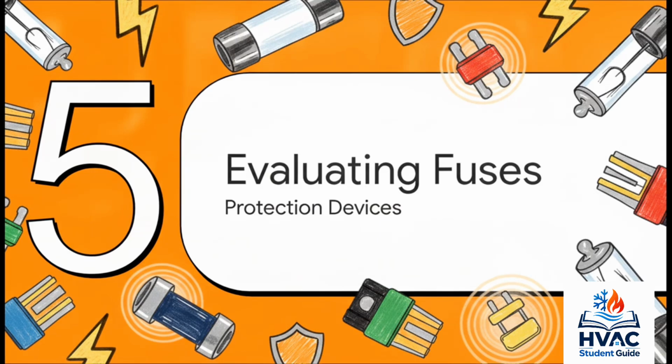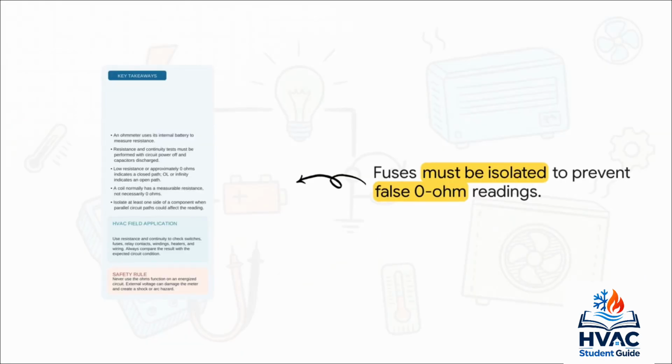And finally, Section 5, Evaluating Protection Fuses. Think of fuses as the bodyguards of the system. They are one-time overcurrent devices. If they blow, hey, they did their ultimate job to protect the conductors and the equipment.